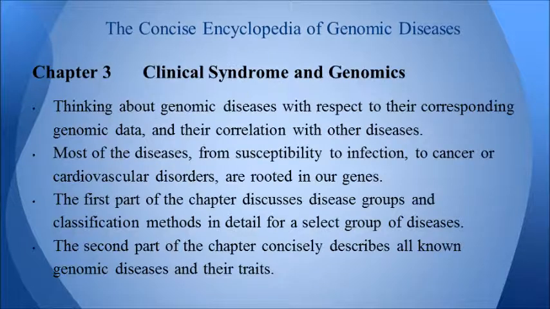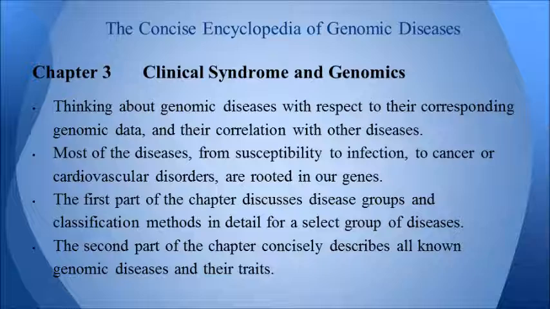The third chapter examines the classical method of understanding clinical syndrome in genomics. Most of the diseases, from susceptibility to infection to cancer or cardiovascular disorders, are rooted in our genes. One of the objectives was to look at all the genomic information on clinical syndromes in order to see the pattern to comprehensively understand the clinical genomic aspects of diseases. This chapter introduces a new way of thinking about genomic diseases with respect to their corresponding genomic data and their correlation with other diseases. The chapter has two main parts.